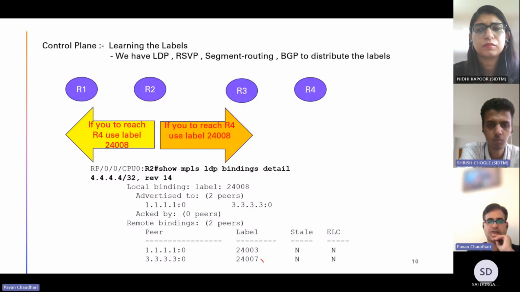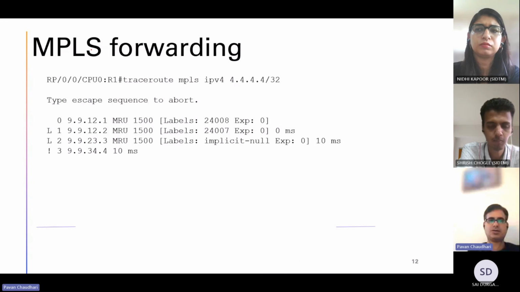This is the label advertised by R3 towards R2. It is saying that if you want to reach R4 via me, use this particular label. So this is how the control plane works for Multiprotocol Label Switching. And let's see how exactly forwarding works.